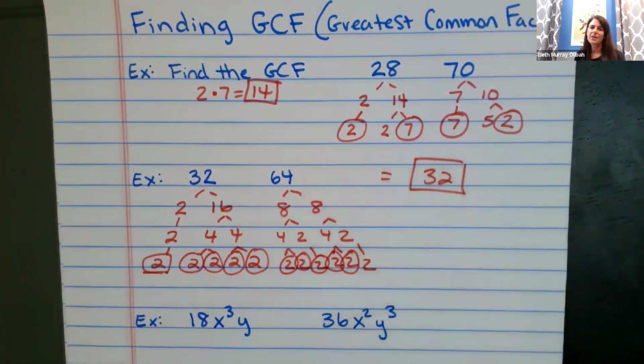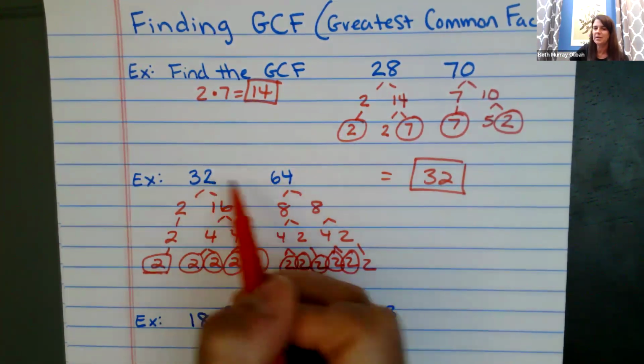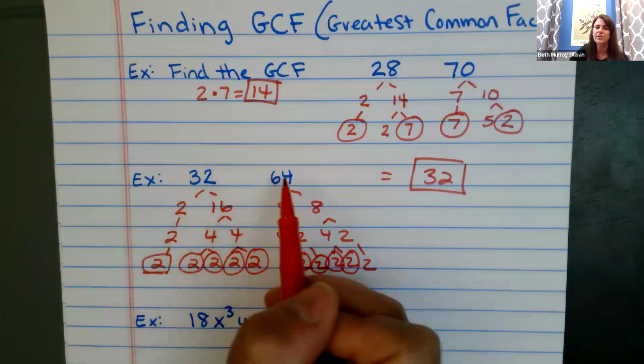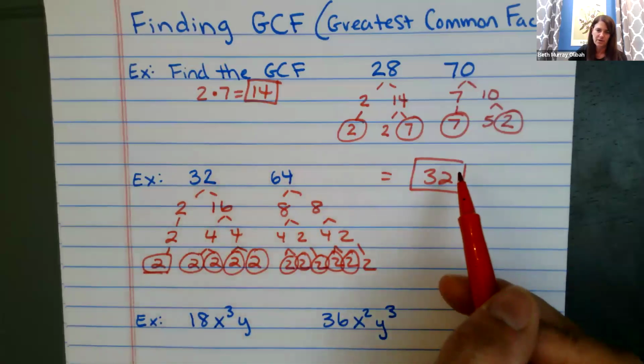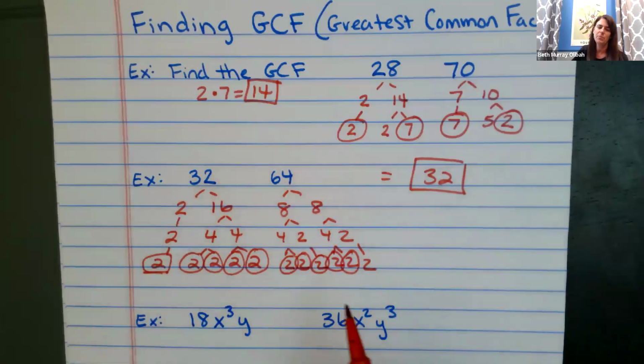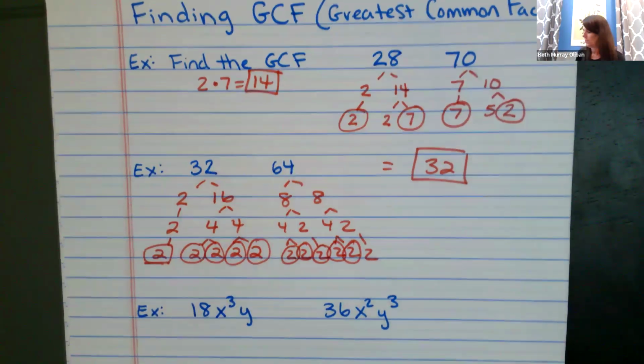Now, if you do know numbers pretty well, you could save yourself some time by just thinking about it. And if you could realize that these both could be divided by 32, then you're done. So this is just if you're not as comfortable with numbers and you can't do a lot of it in your head, here's another way. Okay?